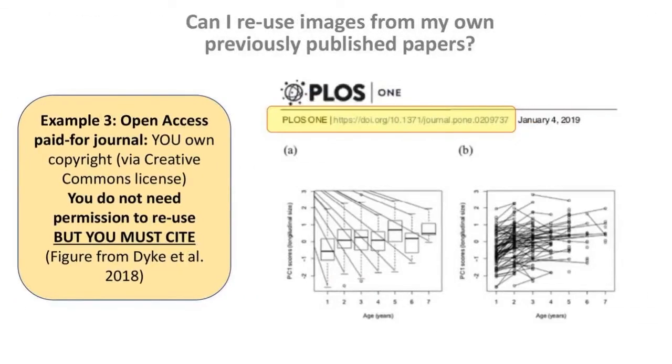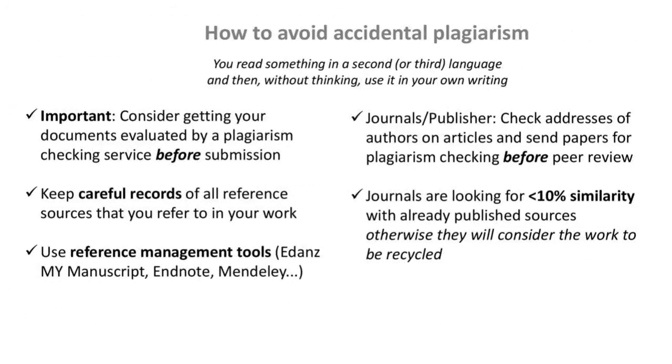Here's another example from another open access paid for journal. You own the copyright and you need to cite. You don't need permission to reuse, but you do need to cite the source. You can steal from yourself. You should be citing your own work if you are reusing images, data, figures from your own previous work. And check who owns the copyright, because in many traditional journals, you will not be the copyright owner anymore.